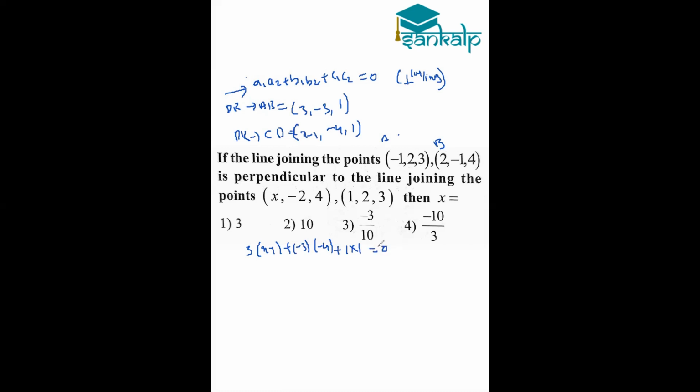So on further simplifying, we get 3x minus 3 plus 12 plus 1 equal to 0. So this will be 3x plus 10 equal to 0. And 3x is equal to minus 10, or x is equal to minus 10 by 3. So out of the given options, option 4 is the right option.